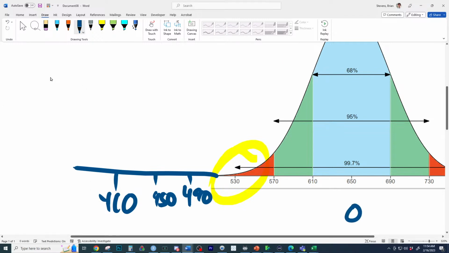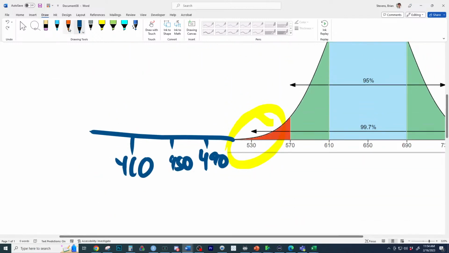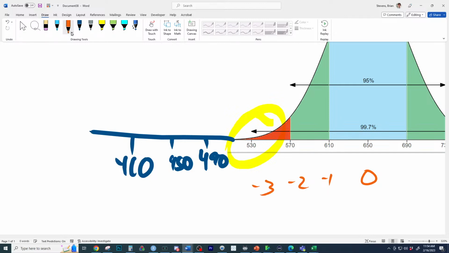Would you agree that a widget that was all the way down here would have to be very, very unusual? Is it likely that one of our widgets would have this low of a shear strength? Is that likely or unlikely? That's 6 standard deviations below. I would say that widget is extremely unlikely.